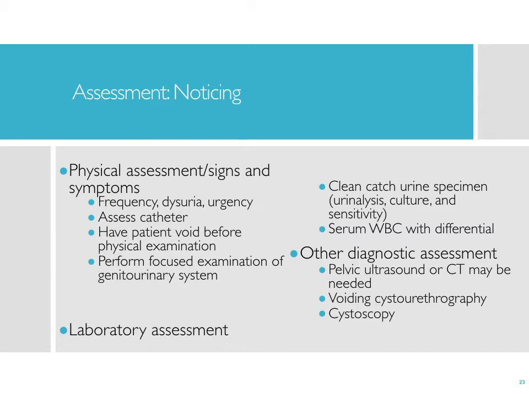Some of the other diagnostic assessments, they may do a pelvic ultrasound or a CT. Usually I haven't seen that done, but occasionally they may do that. They may do a voiding cystourethrography, which would show whether or not there were any blockages if somebody's having recurrent urinary tract infections. And they may actually do a cystoscopy, where they would introduce a small camera up the urethra so that they could look at the lining of the bladder.